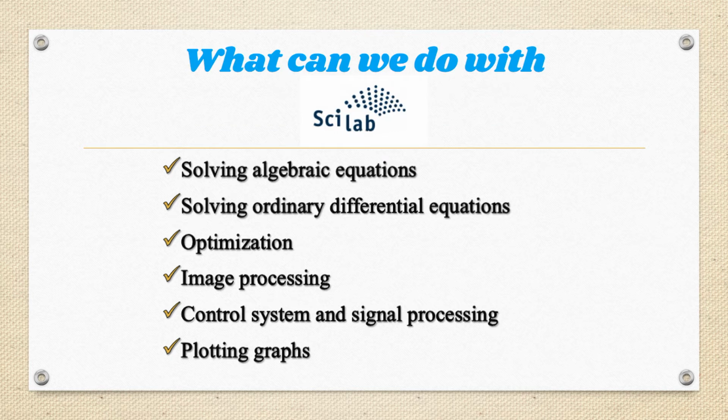What can we do with Scilab? It can be used to solve algebraic equations and also ordinary differential equations. It can be used to optimize both single and multi-objective functions using derivative and derivative-free methods. Also, Scilab can be used as an image processing and signal processing tool. Mostly, Scilab is used for plotting and visualizing results, and it can be used to generate publication quality figures.